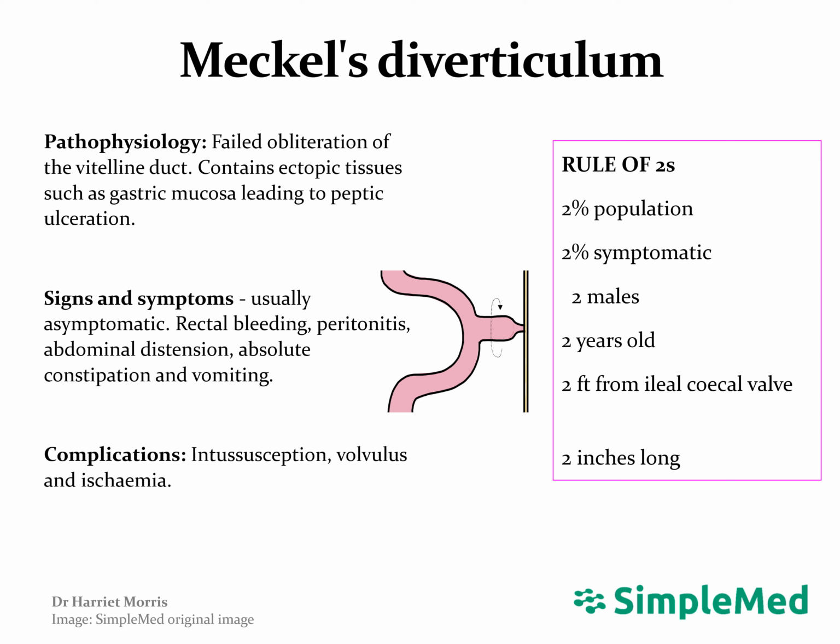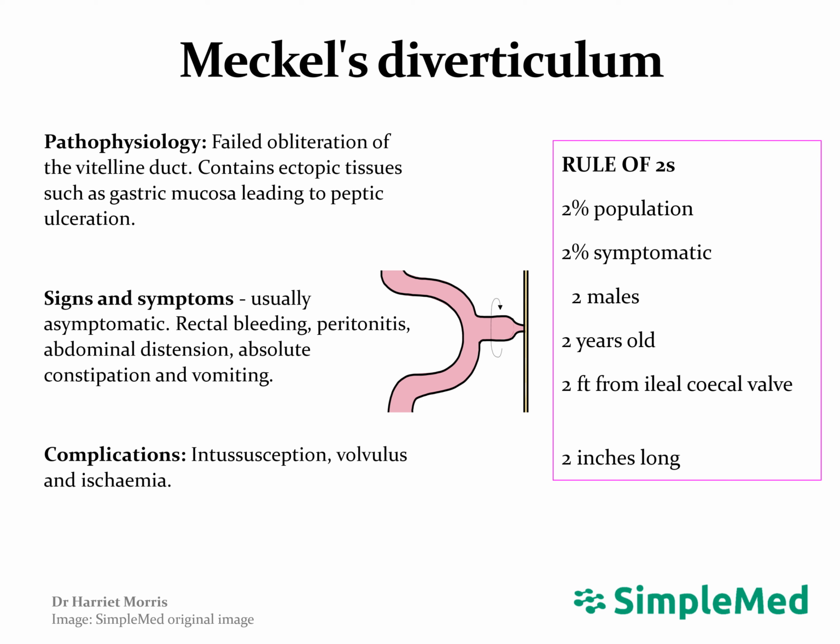As we've previously discussed, the vitelline duct is a tract that connects the midgut to the yolk sac for the supply of nutrition to the developing embryo. Usually the vitelline duct obliterates during the 8th week of gestation. However, it can persist, and this is called Meckel's diverticulum. Usually, Meckel's diverticulum is an asymptomatic condition and can be found incidentally on imaging later on in life.